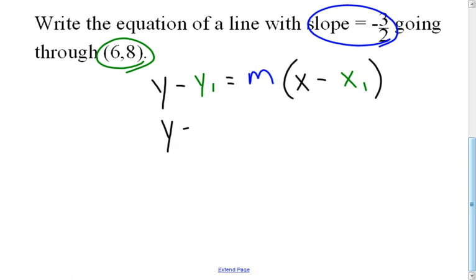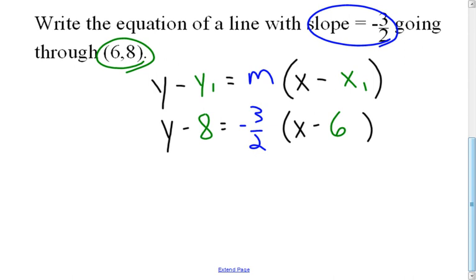So I have y equals, I'm just going to write down everything that never changes, like so, and now fill in the blanks. Slope is -3/2. My y value at my point is 8. My x value is 6. Right there is the equation of a line that goes through the point (6, 8) with a slope of -3/2.